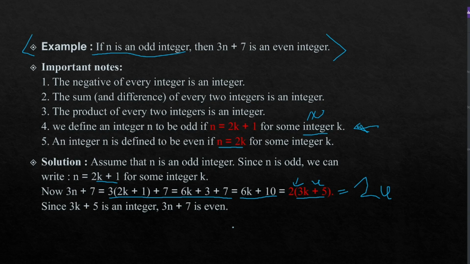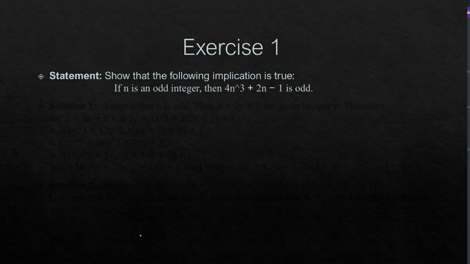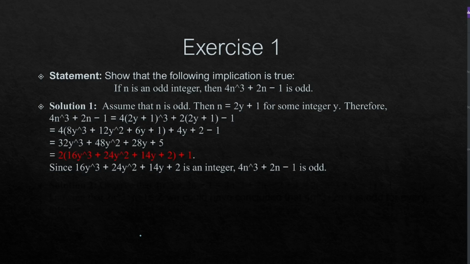Then we're going through the next part, and that is proof by contrapositives, or maybe exercise 1. I think that since nobody's engaging really, this is just another example of how we can do this. Show that the following implication is true: if n is an odd integer, then 4 times n to the power of 3 plus 2n minus 1 is odd. We have two solutions here to show how we can think of this differently.